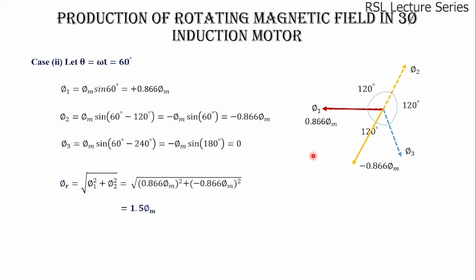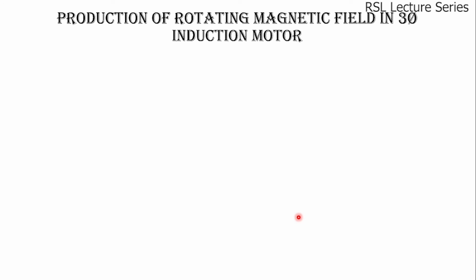Now we have to develop this as a parallelogram. We have to draw a line parallel to this and another line parallel to this one. Drawing two lines parallel to each other, we can obtain the resultant. Now this is the direction of the resultant flux phi r. The magnitude remains the same, 1.5 times the maximum flux. Initially in case 1 it was somewhere here. Now it is shifted. Now we'll derive for case 3.